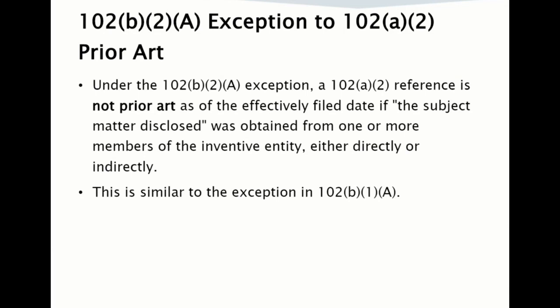The 102(b)(2)(a) exception is a lot like the 102(b)(1)(a) exception. Both have to do with disclosures of material that originated with the inventor or a joint inventor. Also, the phrase, "the subject matter disclosed," means the same under 102(b)(2)(a) as it did in 102(b)(1)(a).